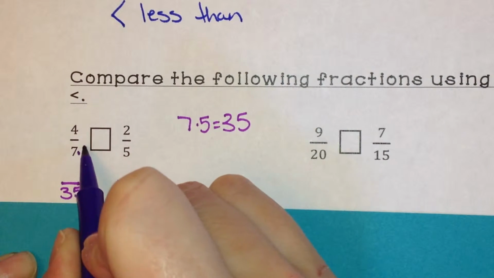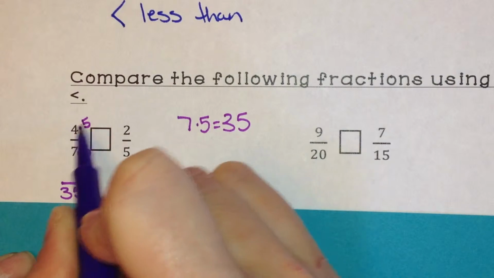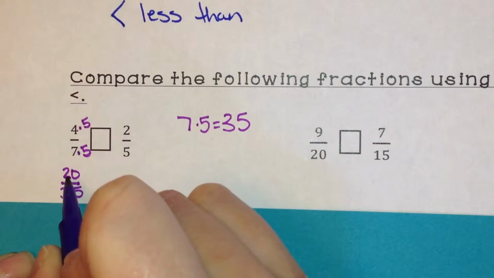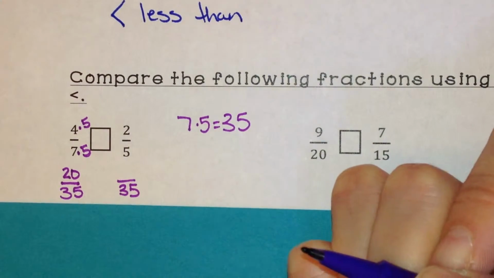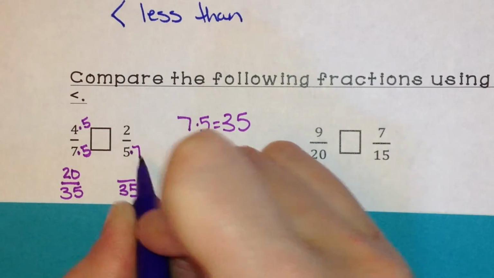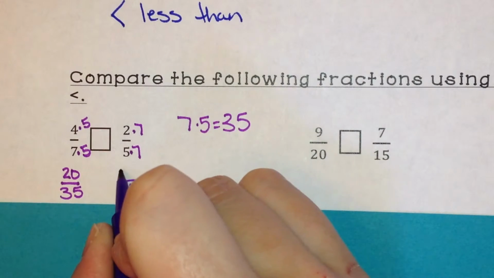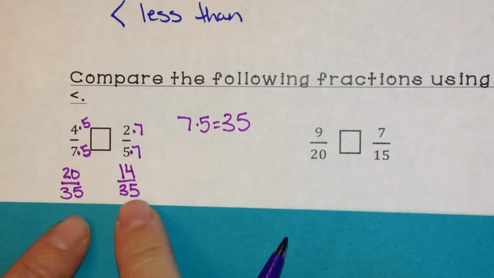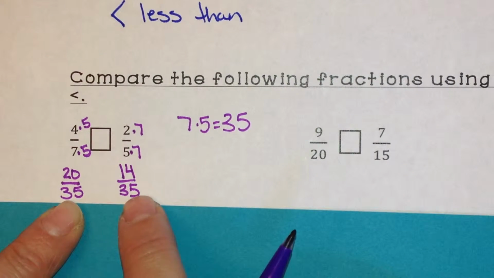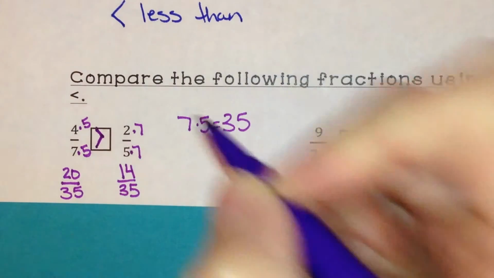We multiplied 7 times 5 to get 35, meaning I also need to multiply the numerator times 5. 4 times 5 is 20. So that means 4/7 and 20/35 are the same thing. Right? We multiplied this denominator of 5 by 7 to make it 35. So you also have to multiply the top times 7. 2 times 7 is 14. So now we can compare them. Well, 20/35 is definitely bigger than 14/35. So that means 4/7 is greater than 2/5.